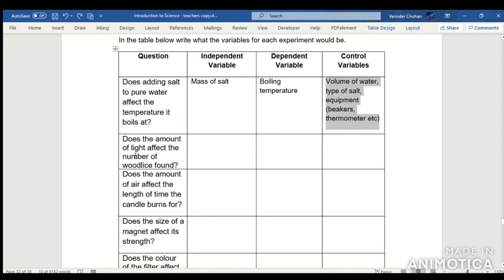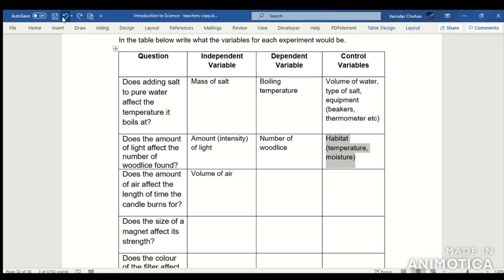Practical 2. Does the amount of light affect the number of wood lice found? The independent variable is the amount of light. The dependent variable is the number of wood lice. The control variables can include the habitat, for example, temperature, moisture, etc.